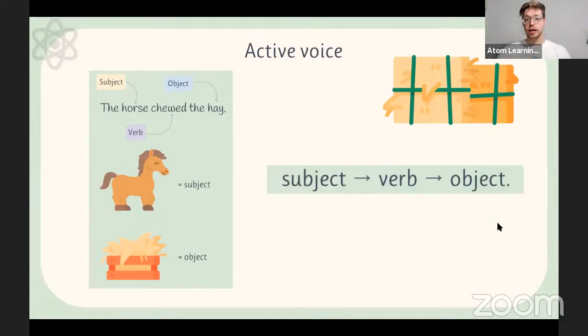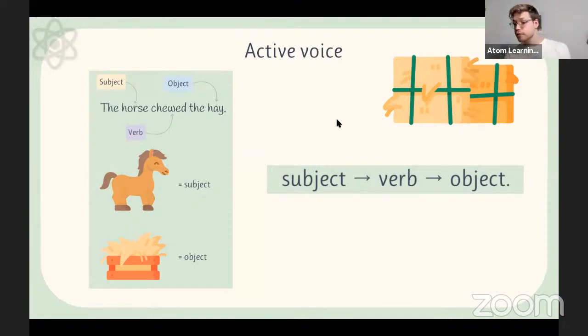Now let's have a look at a cute active voice sentence. The horse chewed the hay. Subject, verb, object. So we have our subject, which is the horse, cute little horse, the verb chewed, past tense, and then the object, hay. Oh my gosh, what is wrong with me today? The horse chewed the hay. Chewed is the verb. The horse chewed the hay. So the subject is the horse. It is the one doing the action, okay?